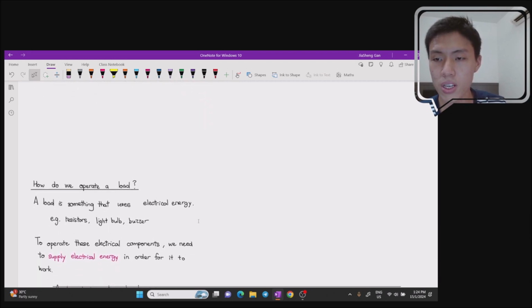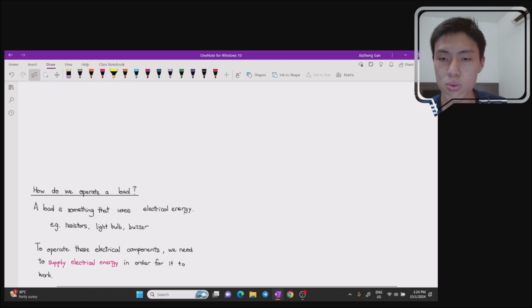So how do we operate a load? A load is something that uses electrical energy. Any component in the circuit that consumes energy, we call a load. We can think of resistors, where you take out the energy from the charges that pass through it. You also have light bulbs and buzzers. The purpose of these components is to use the electrical energy to perform some function. In this case, the light bulb lights up and the buzzer produces sound. These are the purposes of a load.